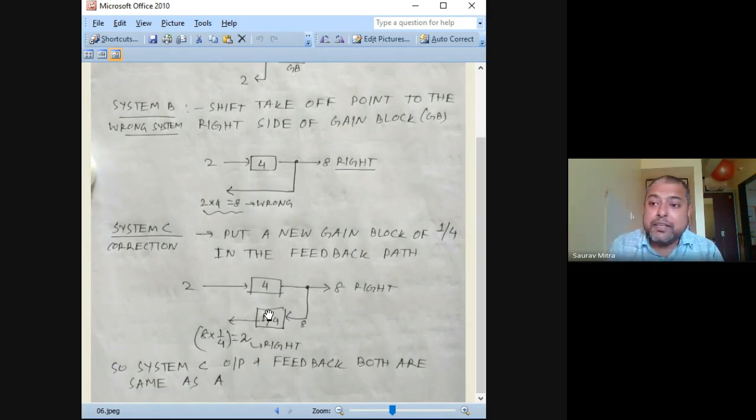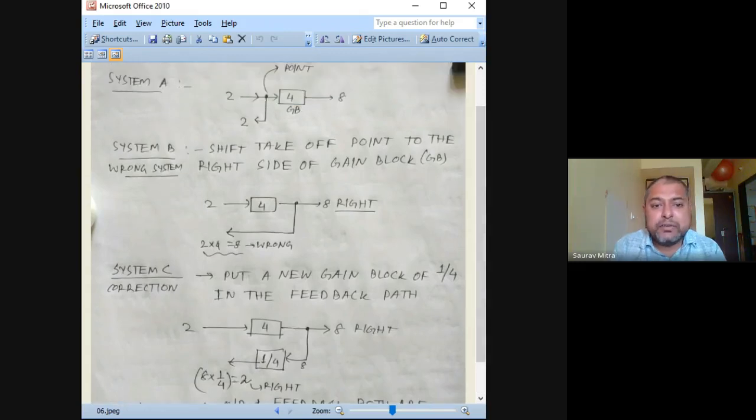So what is the rule? If you are shifting a takeoff point and taking it after the gain block, in that case we have to insert a 1 by 4 gain block in the feedback path. Previously there was the feedback path first and then the gain. Now we want to shift this takeoff point after the gain path. If you are taking the feedback after the gain path, that means this input is getting multiplied with the gain, and whatever is coming here is actually an enhanced or increased version of the signal.